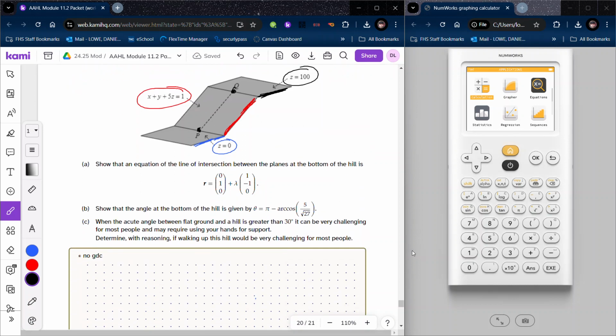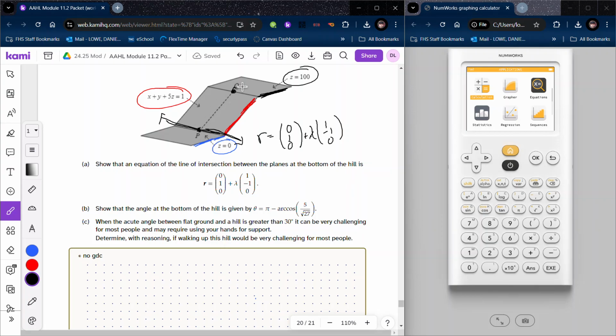We want to show first that the line of intersection between the planes at the bottom of the hill has the equation r equals (0, 1, 0) plus lambda times (1, -1, 0). So how can we do that? We know what the equation is. We need to figure out the work that would get us to that equation. Well, what do we know?